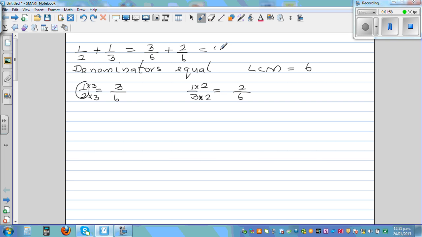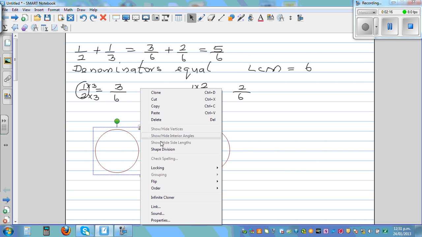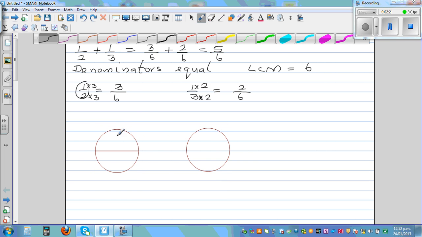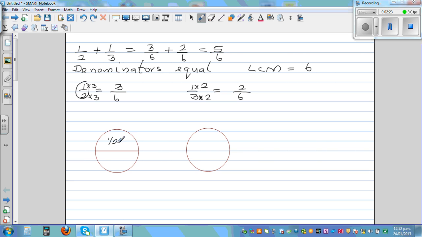Now I want to explain this 5/6 in a diagram. So let me draw a circle. These are two circles. So the question is 1/2 plus 1/3. Now I'm dividing this into halves. So this is 2 halves, so this is 1/2. Whenever you have a fraction, you should be in a position to see it in a diagram. So this is 1/2 and this is 1/2.